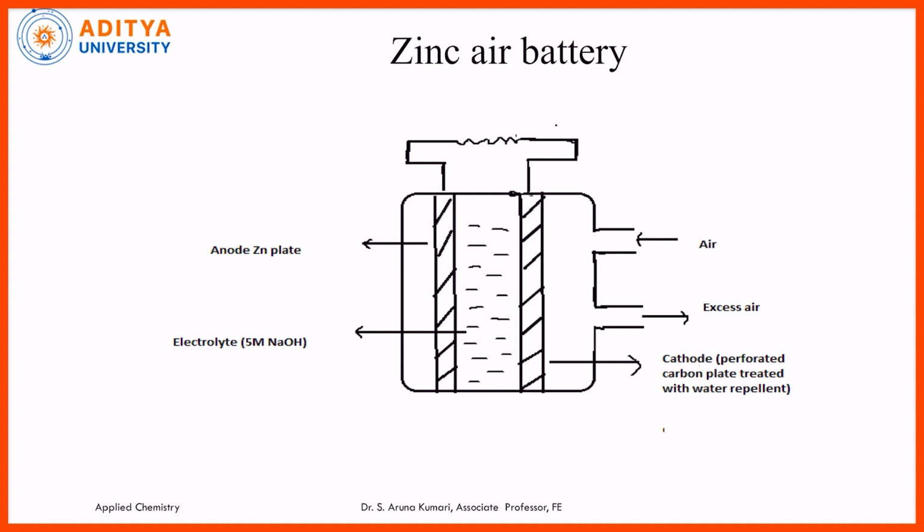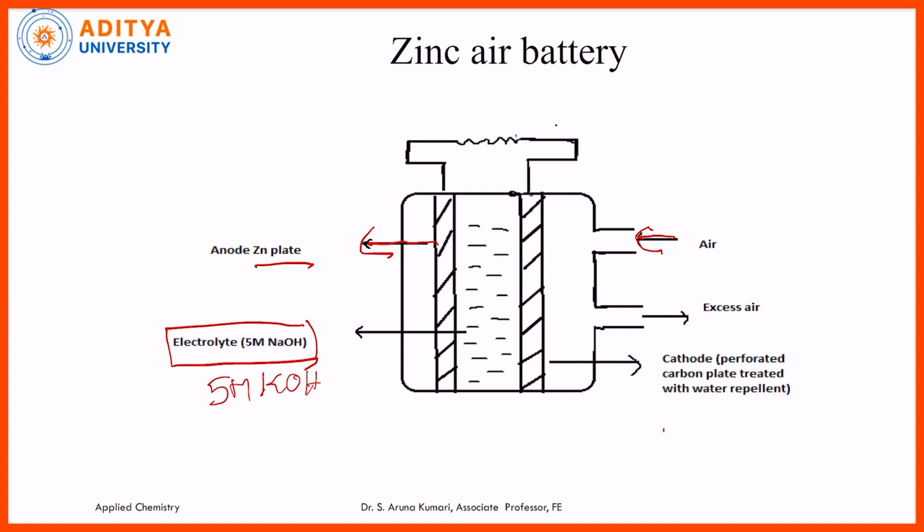Here we can clearly see that the anode is placed with a zinc plate, and air is supplied at the cathode, and we have an electrolyte solution which is 5 molar sodium hydroxide, or we can also take 5 molar potassium hydroxide.